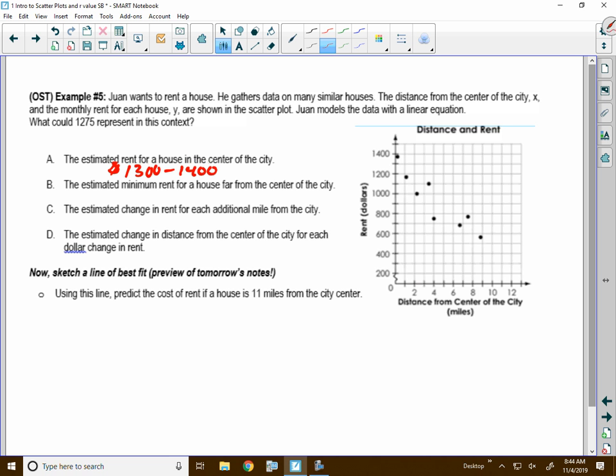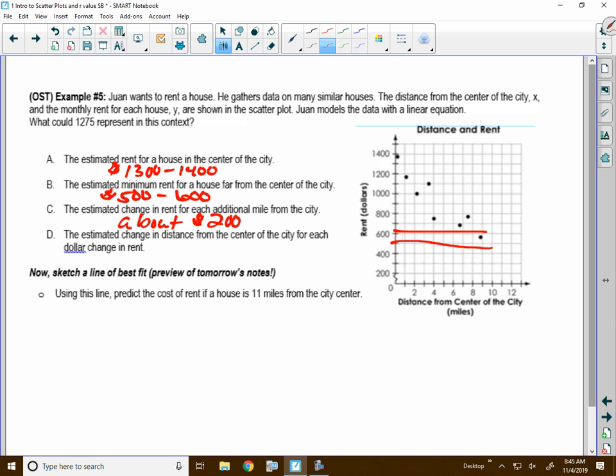Okay, the estimated minimum rent for a house far from the city. What do you think? Okay, somewhere between here, right? Somewhere between 5 and 600 would be totally fine. Okay, the estimated change in rent for each additional mile from the city. This would be kind of like a slope. Go ahead. About $200. I don't think that's too bad. Yeah, about $200. Okay. Oh yeah, you guys said that.